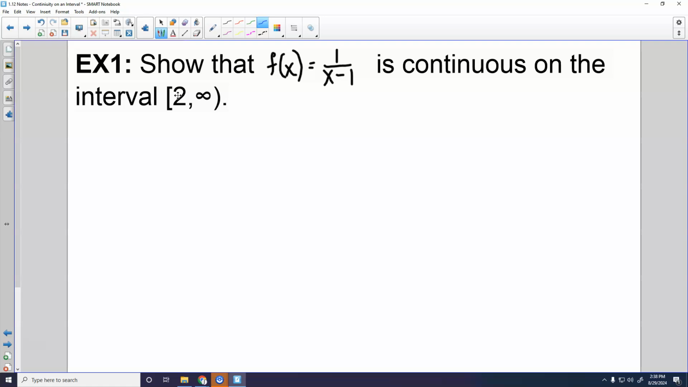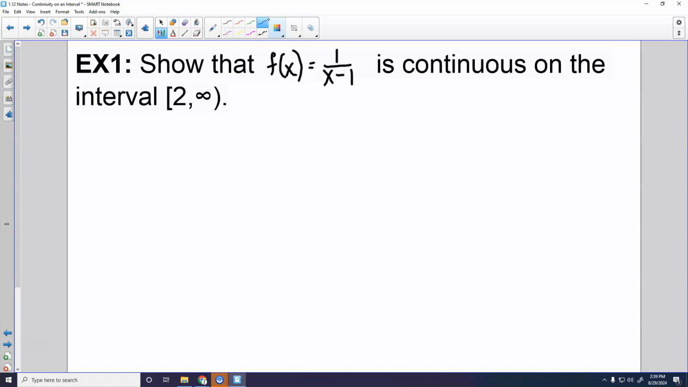Even if it was a closed interval, even if it was just from 2 to 3, there's still infinite points between 2 and 3 because you've got 2.1 and 2.01 and 2.001 and 2.0001. So there's still infinite points even on a closed interval. So rather than showing at every point that this is continuous, we need to think about the type of function we have and where the discontinuities are.